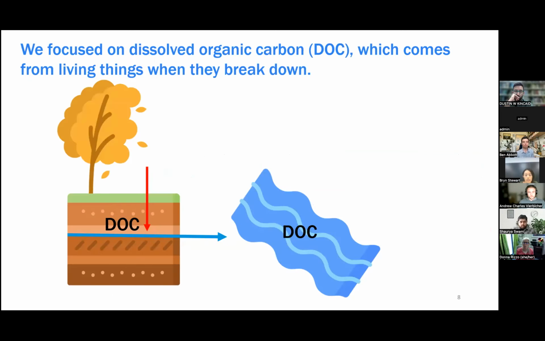For this presentation, I'm going to focus on dissolved organic carbon, or DOC, which is that chemical species that's been increasing over time at our study site in Sleepers River. DOC essentially comes from living things when they break down in the environment. If you think about leaves falling off of trees into the ground, those leaves can get eaten up by critters and then broken down in the soil, where it can be dissolved in water and eventually carried into the stream.